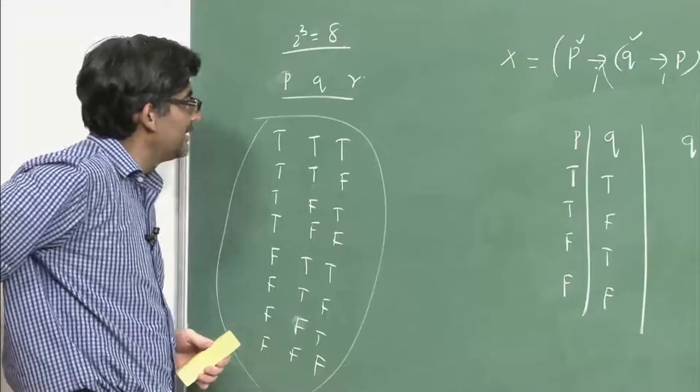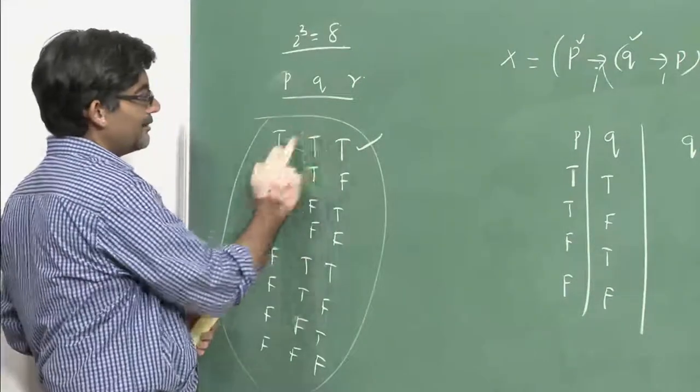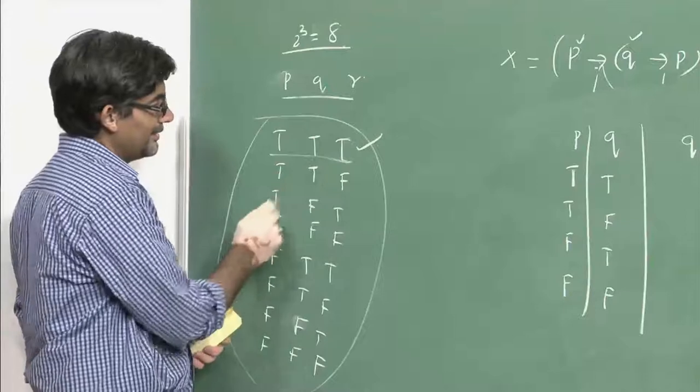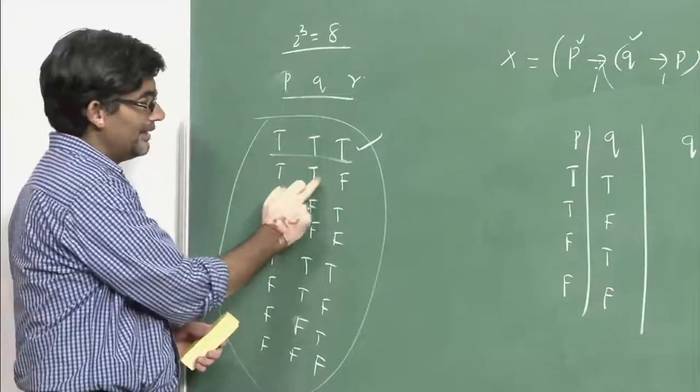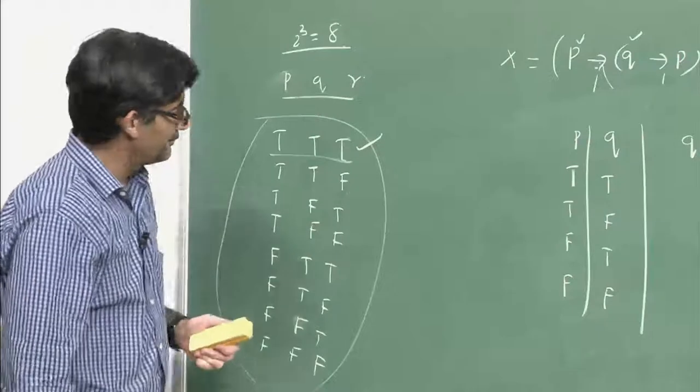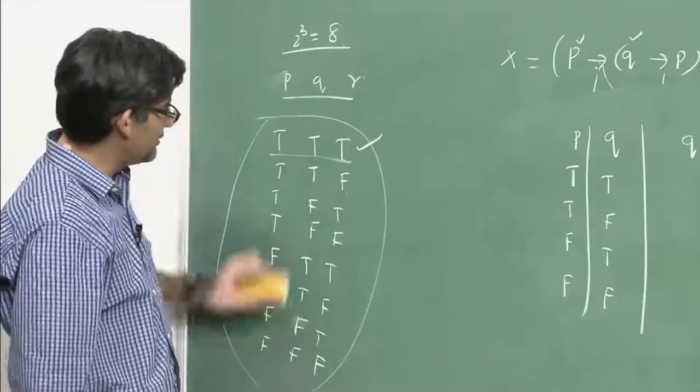These are the only values that p, q, r can take. For example, in the first case p, q, r all take only t. In the second case p takes value t, q takes value t, and r takes value f. So like this you can fill the truth table.